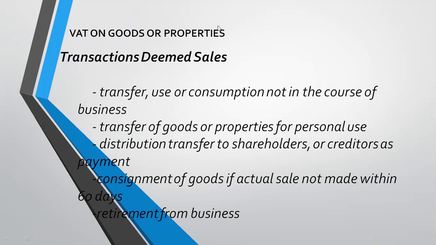sold. So these deemed sales, if you have the amount of the deemed sales, that is subject to value added tax of 12%. These deemed sales are subject to value added tax of 12%, if you are a VAT registered entity. But if you are not a VAT registered entity but this transaction happened, then deemed sales is subject to 3% OPT.